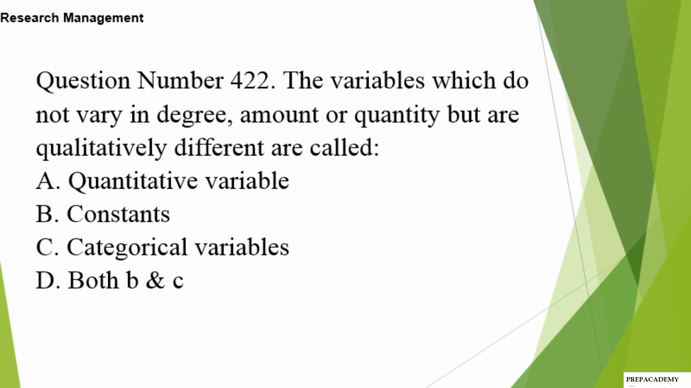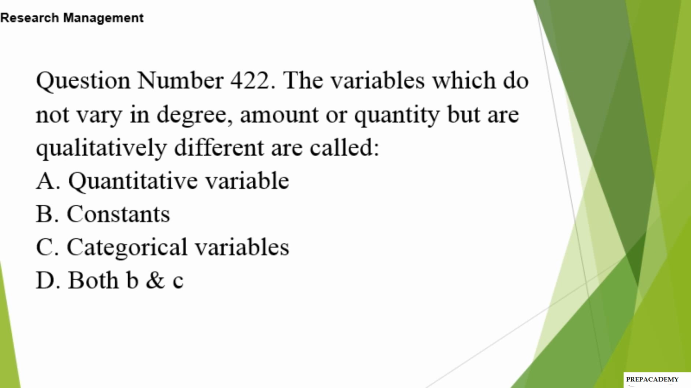Constants. Question number 422. The variables which do not vary in degree, amount, or quantity but are qualitatively different are called A. Quantitative variable. B. Constants. C. Categorical variables. D. Both B and C. The correct answer is option C.